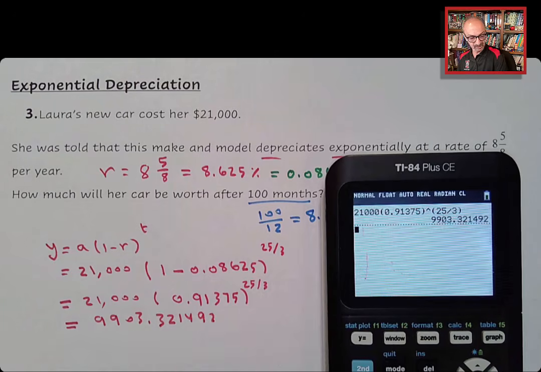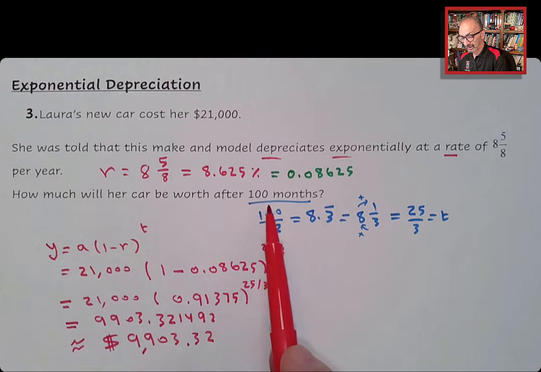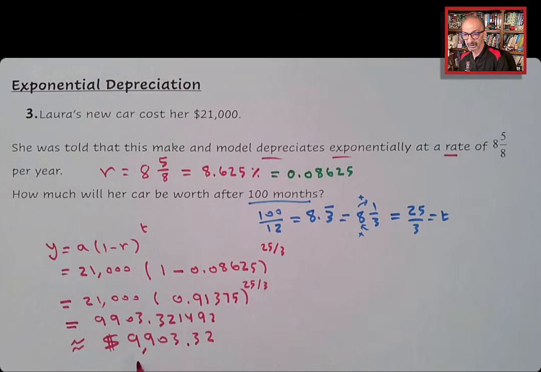I have from the calculator 9903.321492. But since this is going to be price or money, we need to round to 2 digits, which is $9,903.32, because 1 is lower than 5, so we're going to drop this down. How much will her car be worth after 100 months? Starting at 21,000, the car will be valued at $9,903.32. And that should do it.